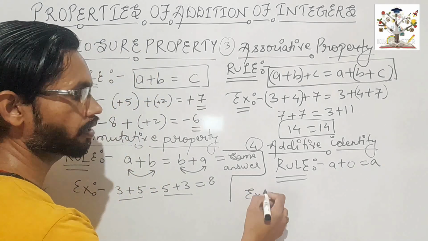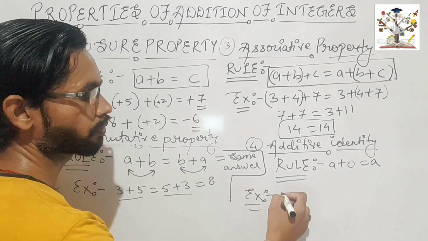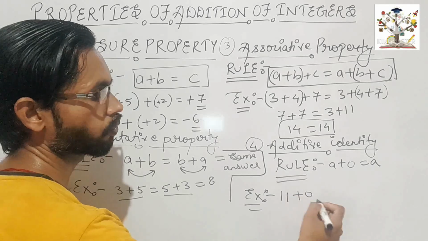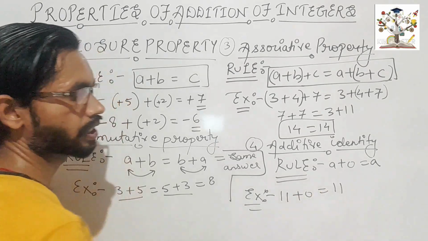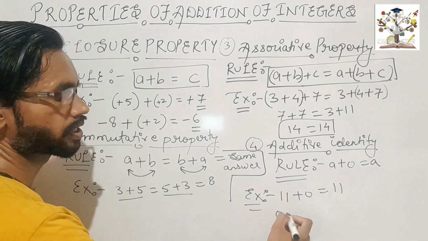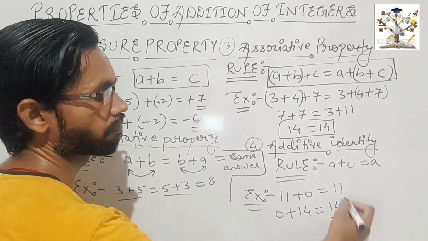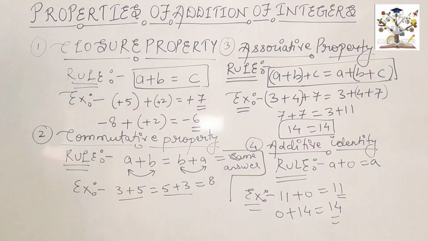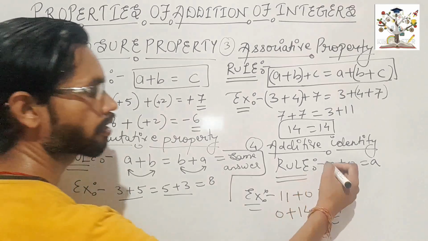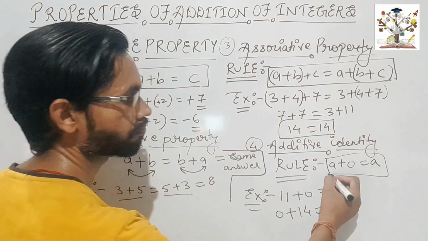Let's take an example. Suppose I'm writing 11 plus 0, what will I get? 11 itself. If I'm writing 0 plus 14, what will I get? 14 itself. That means the rule is saying if you add 0 to any integer, the answer will be the integer itself.